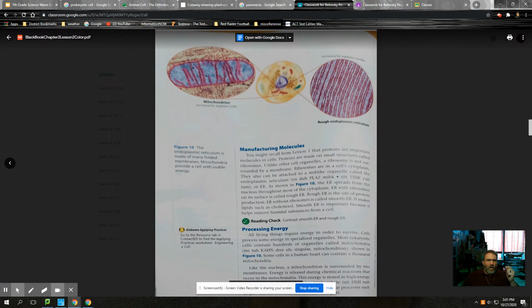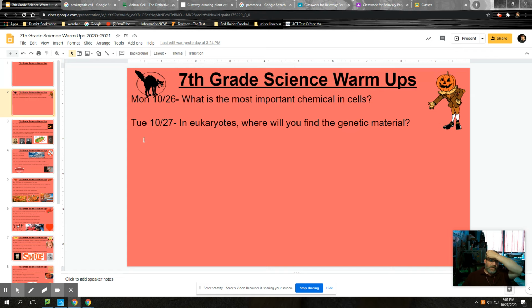When we left off the other day, here's the warm-up, by the way. In eukaryotes, where will you find genetic material? We talked about eukaryotes, prokaryotes. The genetic material is just floating around in a prokaryotic cell. So where is it found in a eukaryotic cell? Pretty basic stuff right there.